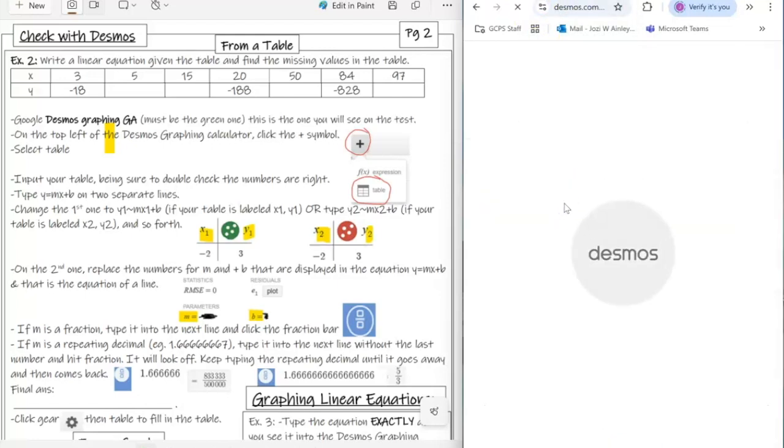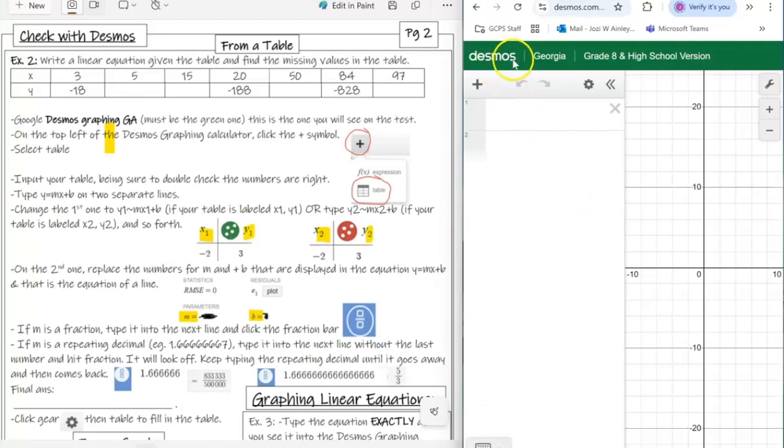The way you know that you're in the right calculator is that it must have this green bar right here. If you have a black one, you're in the wrong spot. It says grade 8 high school version. All right, so Google Desmos Graphing GA must be the green one. This is the one that you will see on the test. Therefore, that's the one we're practicing.